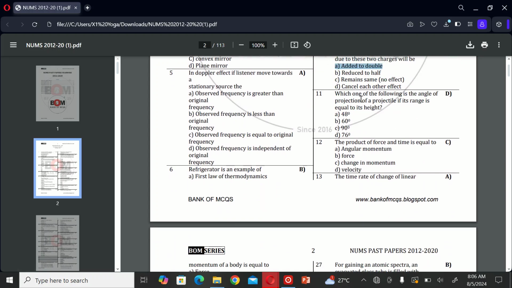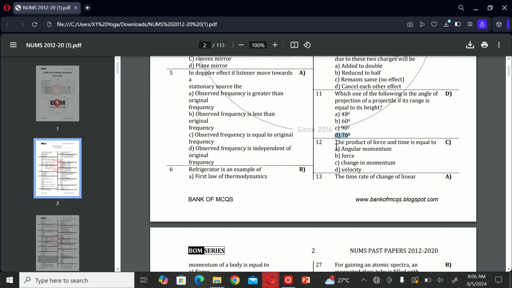The next MCQ is: which one of the following is the angle of projection of a projectile if its range is equal to its height? A. 48 degree, B. 60 angle, C. 90 angle and D. 76 angle. So the correct option is D. 76 angle.